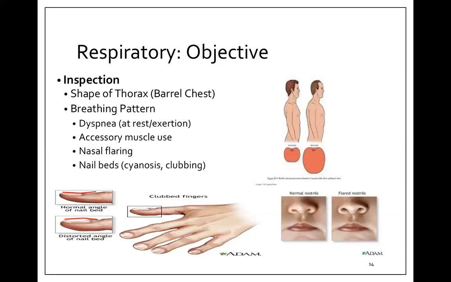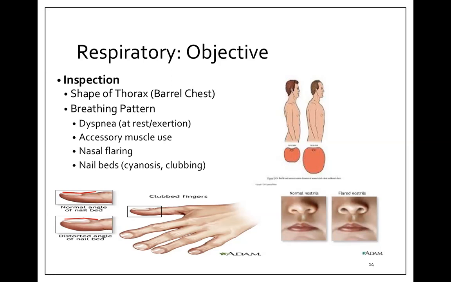We also notice nail clubbing, okay? What we would call clubbing. Normal angle of the nail bed, as indicated in this picture, is about 160 degrees. With clubbing, that angle straightens. And generally that is indicative of long-standing pulmonary disease.